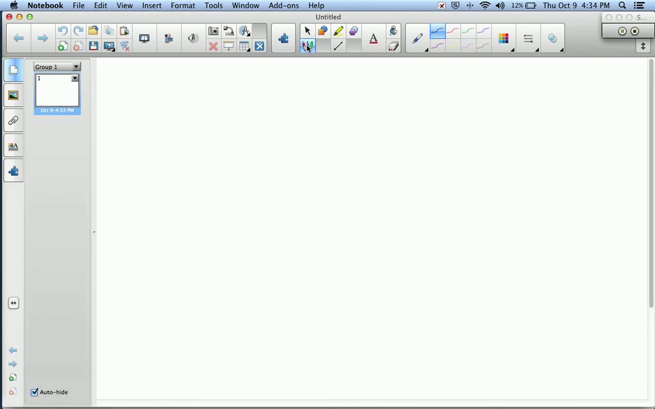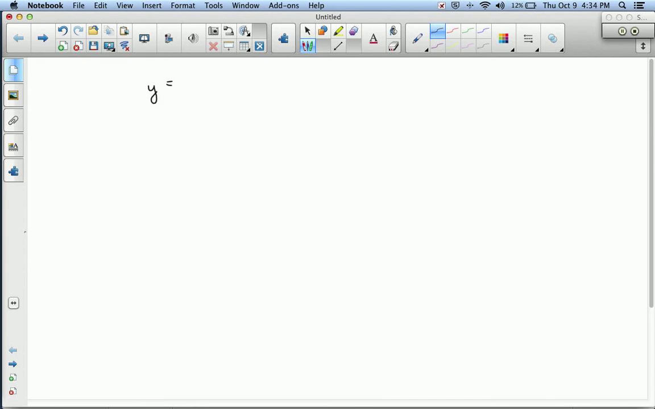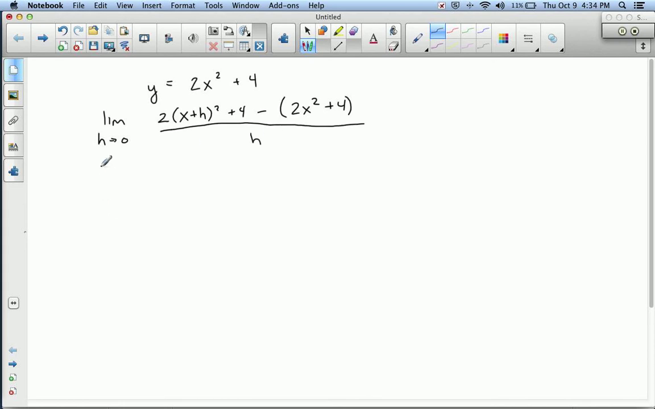So we're going to take a very basic quadratic function. We'll say y equals 2x squared plus 4. We'll quickly take the derivative using the limit definition. That's supposed to be an h there. Limit as h approaches 0 of f of x plus h, that's 2 times (x plus h) squared plus 4, minus f of x. Don't forget your parentheses there to distribute through multiple terms.